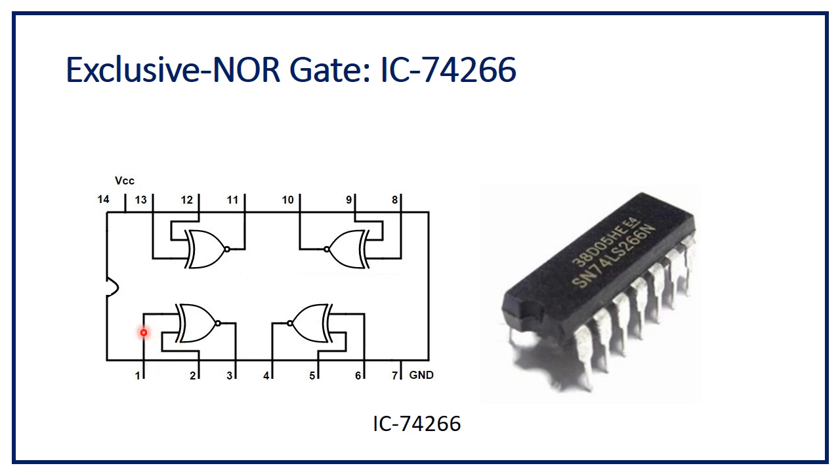Here pin number 1 is input, 2 is input and 3 is output. Here pin number 4 is output, 5 is input and 6 is input. Again here pin number 8 and 9 are input and 10 is output. 13 and 12 are input and 11 is output. This IC number is 74266. This is the exclusive NOR gate IC.